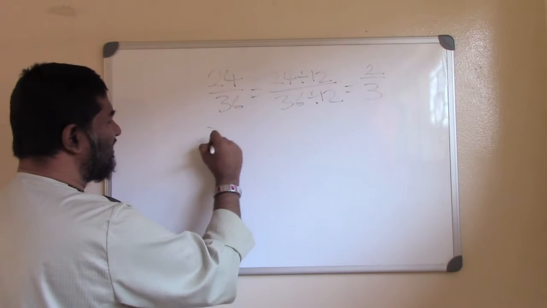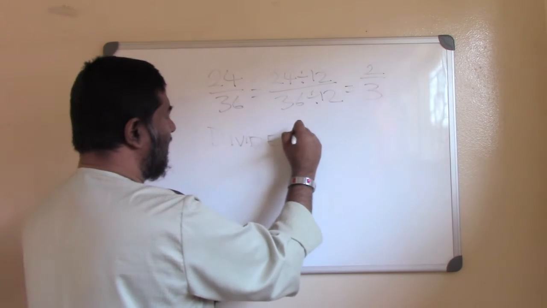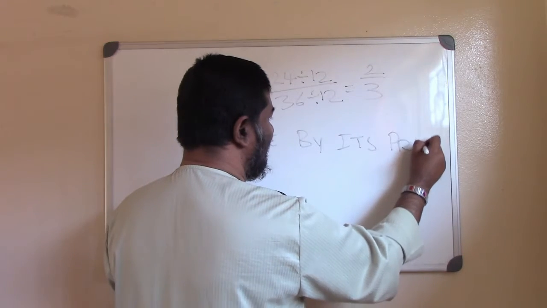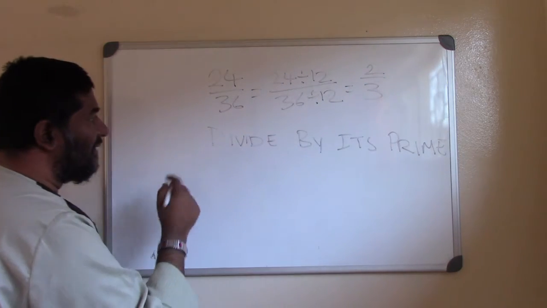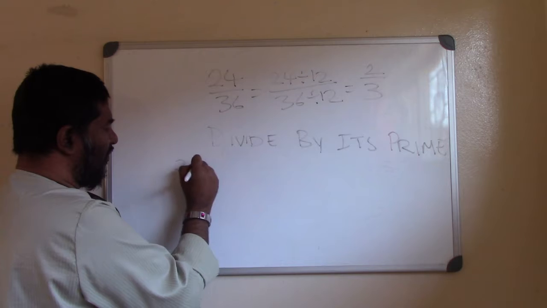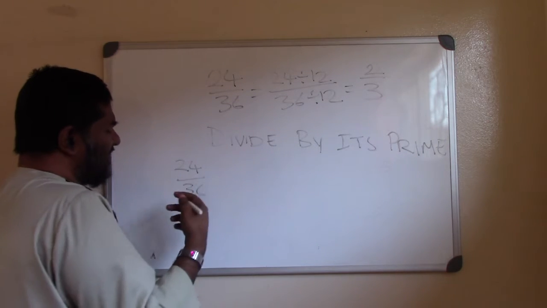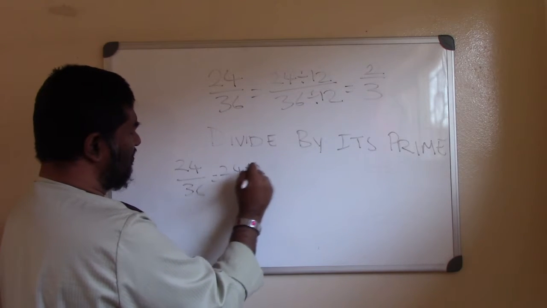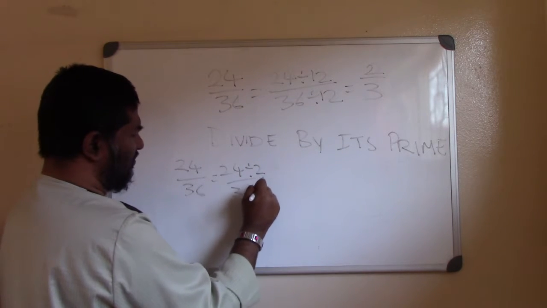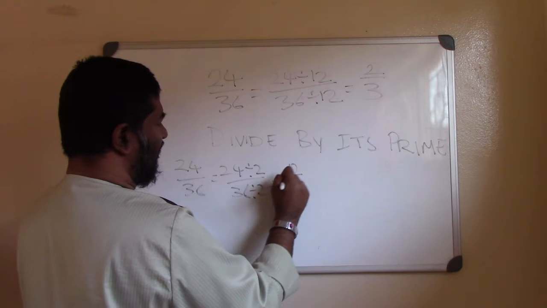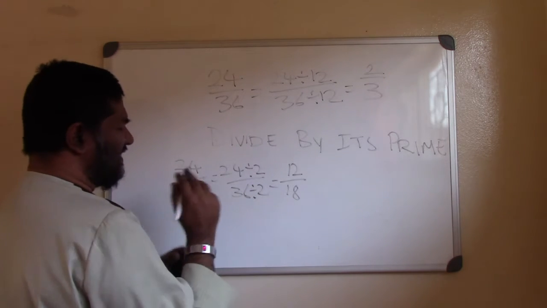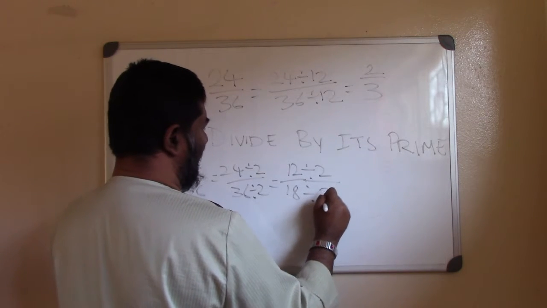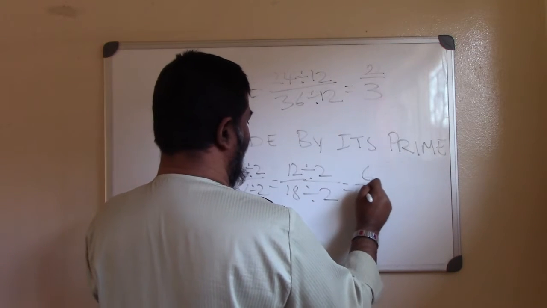What you would do, you would divide by its prime. Now, let's say 24 over 36. So I would say, hey, 2 goes into this thing. Okay, let's do it easy. 24 divided by 2, 36 divided by 2. This gives me 12 over 18. Now I'll say, hey, 2 can go into it, no problem. 12 divided by 2, 18 divided by 2, that gives you 6 over 9.